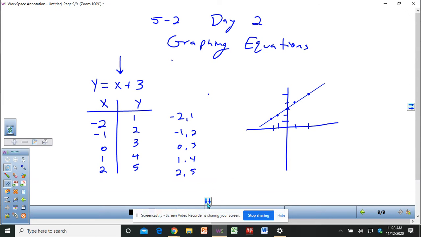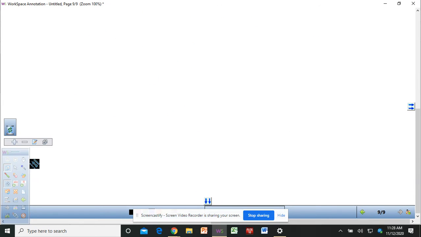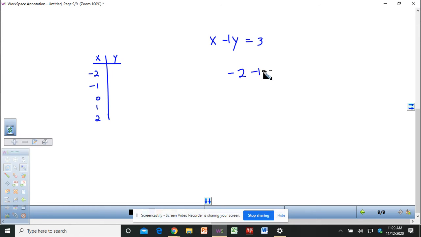Okay? So let's try another equation that's not as simple. The first thing you're going to do is make an XY table. And we're going to go -2, -1, 0, 1, and 2. And now we need to find y. So I'm going to give us an equation like x minus y, so this would be -1y equals 3. So the first thing we're going to do is plug in these numbers. So -2 minus 1y equals 3. -1 minus 1y equals 3. 0 minus 1y equals 3. 1 minus 1y equals 3. And 2 minus 1y equals 3.